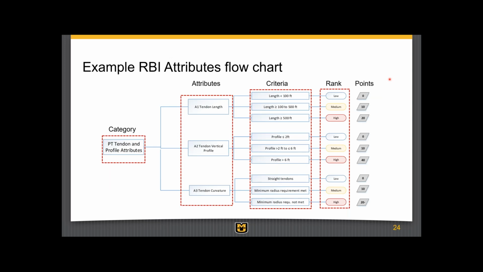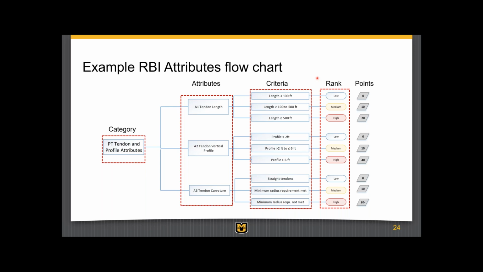I think, to me, looking at these types of models in this sort of flow chart form is a good way to help you understand it. You've got a category like PT tendon and profile attributes, and then there are particular attributes that go under that category. Let's say tendon length, tendon vertical profile, and tendon curvatures being 3 things that affect the likelihood that there's going to be corrosion damage. And then for each of those attributes, there's a series of criteria.